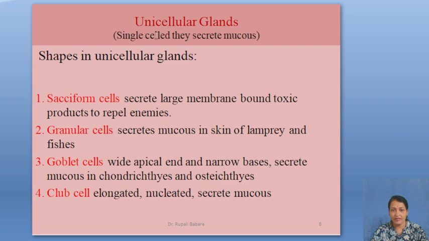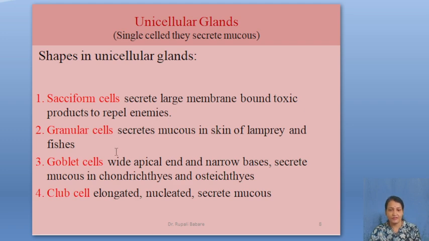as the name indicates, having a single cell. They secrete the mucus. This unicellular gland of epidermis has different types on the basis of their shapes. First one is the sacciform cells, which secrete large membrane-bound toxic products to repel animals.